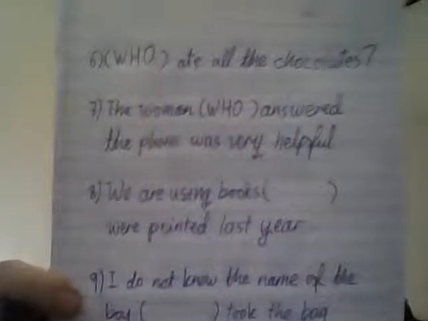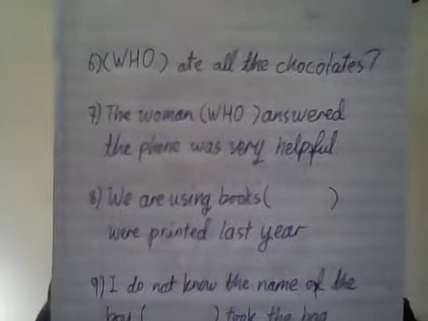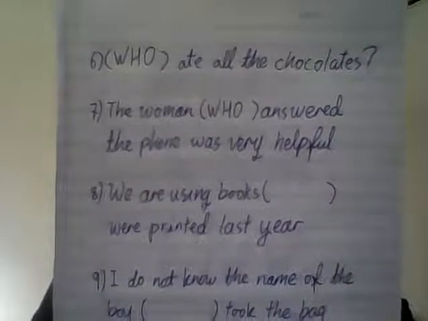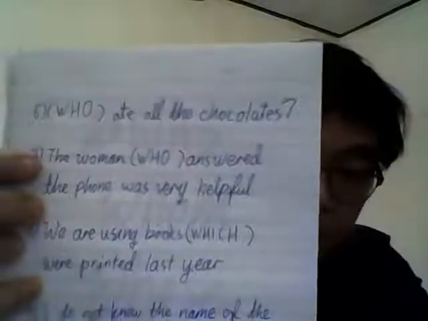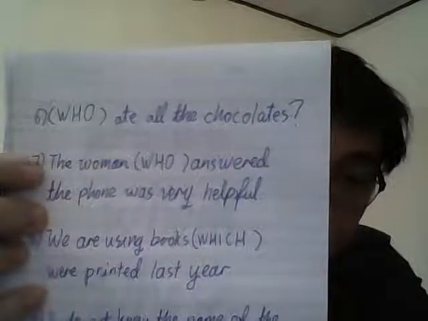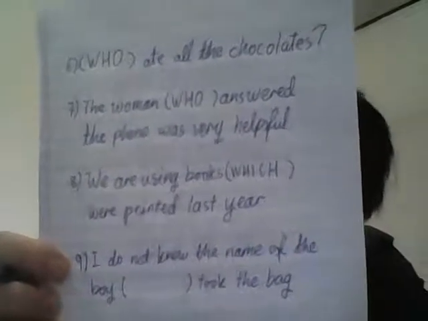Now let's look at question 8. Hold on. You can see it. Okay, question 8. What do we have at question 8? We are using books printed last year. This is very obvious. Items. Since we're talking about items, what do we use? We use the word which. This will be the most suitable answer. Which.